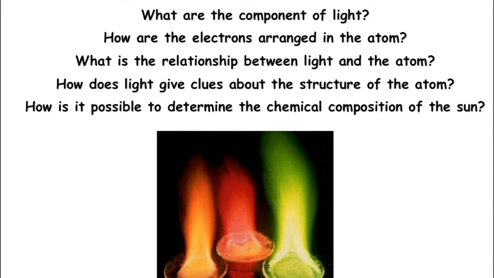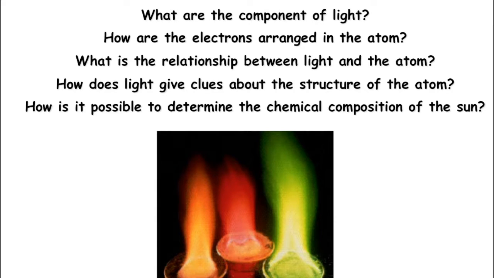So the important part about this particular section is that we're now using a tool to probe the parts of the atom, and the tool that we're going to be using is light. So what exactly are the components of light, and how does light give us an idea of how electrons are arranged in the atom, and what is the relationship between light and an atom? An atom can actually emit light or absorb light, and the question is, what is that relationship? And then finally, how does light give us clues about the structure? How do we use it as a tool?